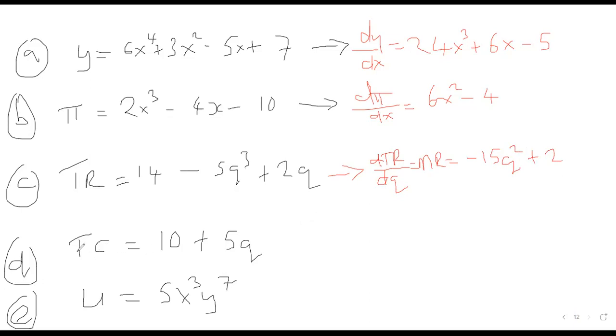Okay, next team. TC. dTC over dQ. I think it's just 5. That's 5, yes. dTC becomes marginal cost, so we're just going to have a 5 because the 10 drops out and the 5Q becomes 5. Yes. The last pair.